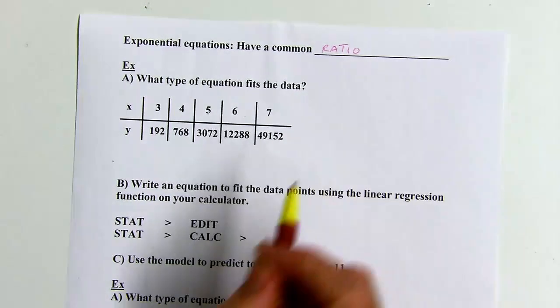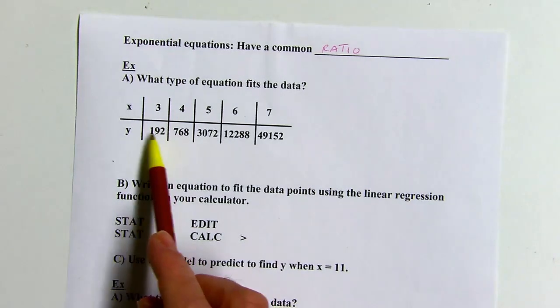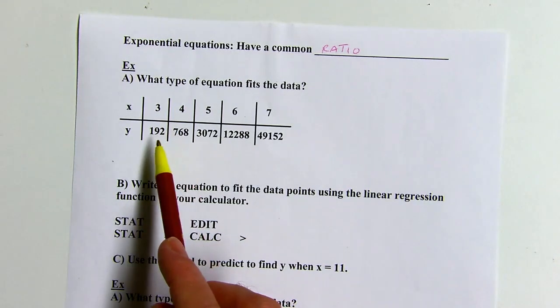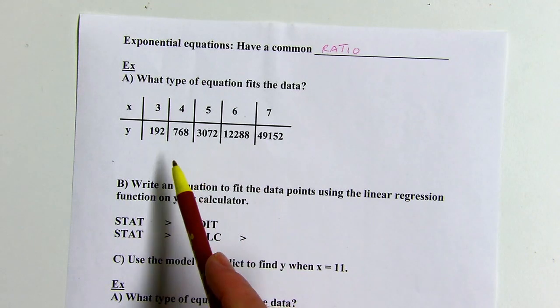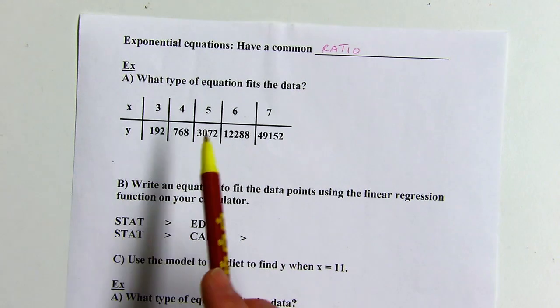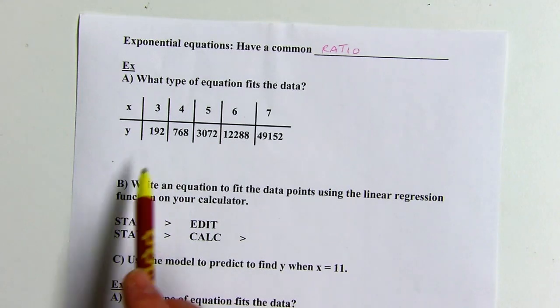All right, so my x's are evenly spaced, that's good. If you look at the y's, if you look at the differences, it's not going to have a common first difference. It's not going to have a common second or third or fourth difference either. Okay, because this is actually going to be an exponential function that fits this.